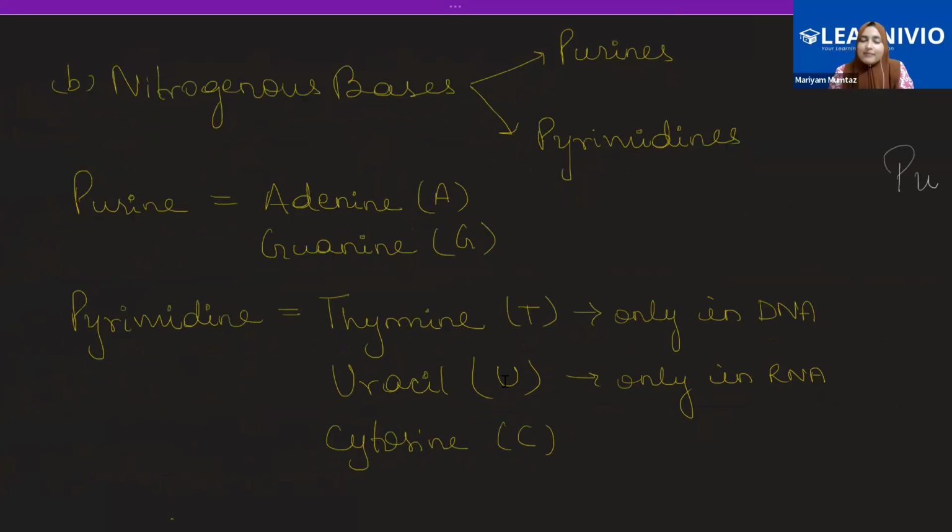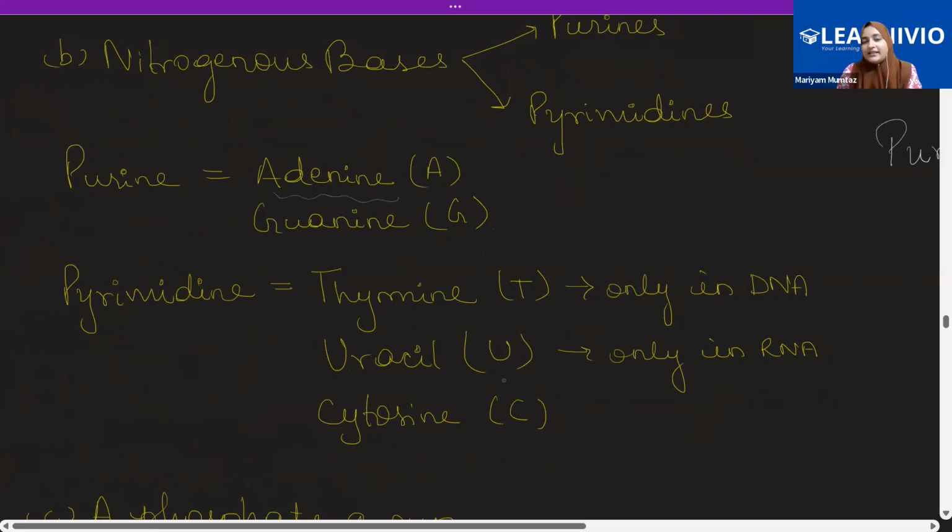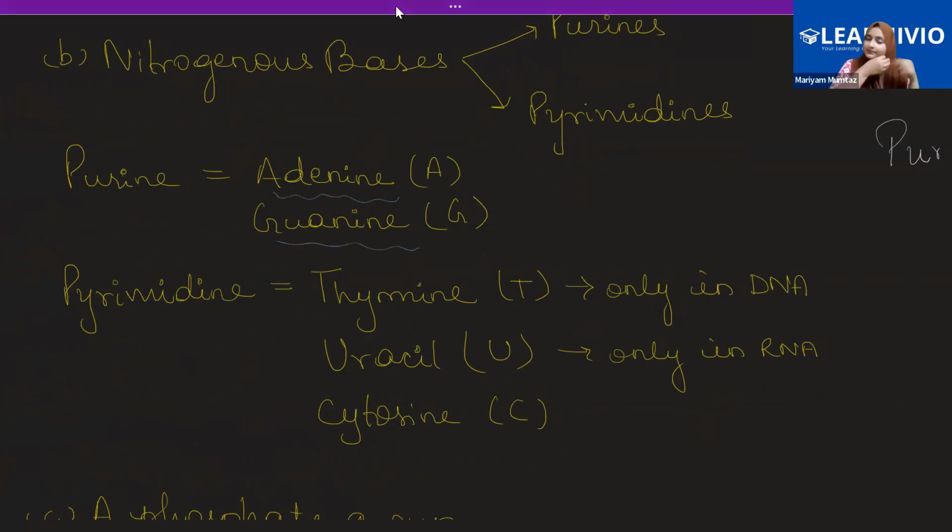The examples for purines would be adenine and guanine. Adenine is written as A and guanine is written as G. On the other hand, there are pyrimidines like thymine, uracil, and cytosine. One very important thing to remember: thymine is the pyrimidine, or nitrogenous base, that is found only in the DNA. Uracil is found only in the RNA. DNA doesn't have uracil and RNA doesn't have thymine.